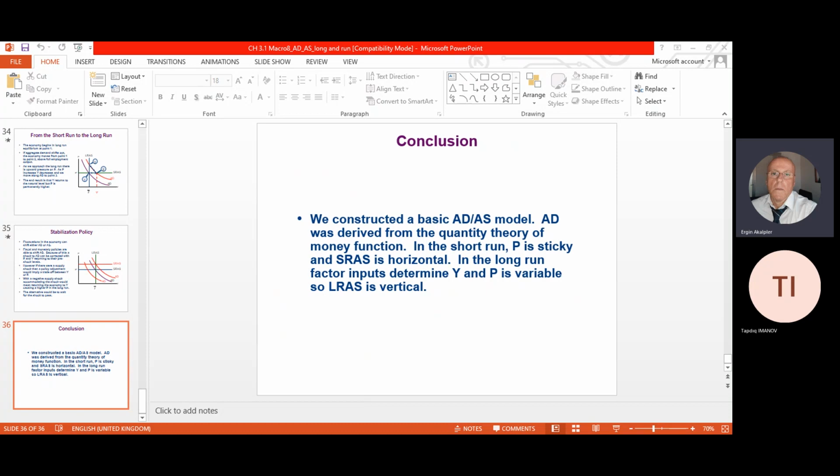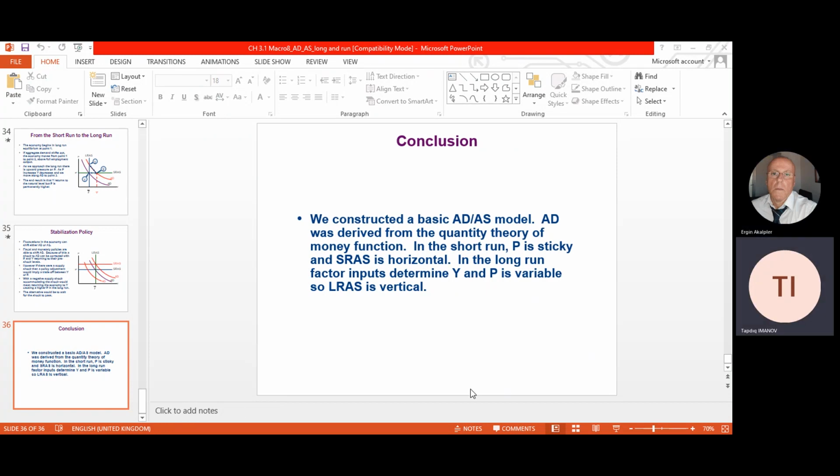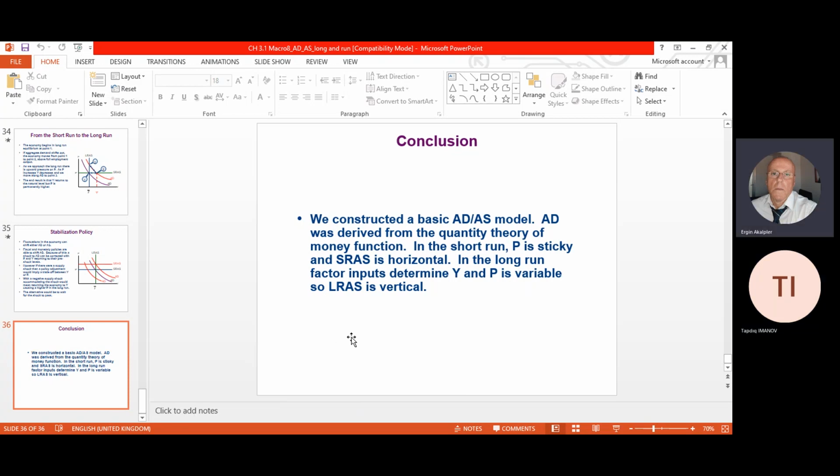Do you have any questions? Hocam, in the short run it goes horizontal and the long run is vertical, finally, right? Yes.